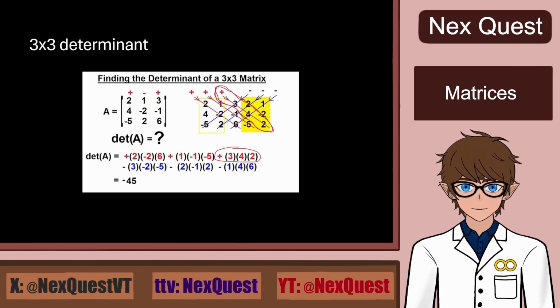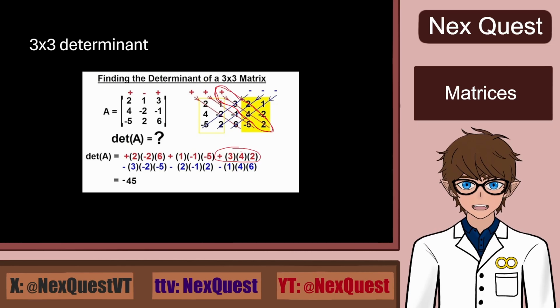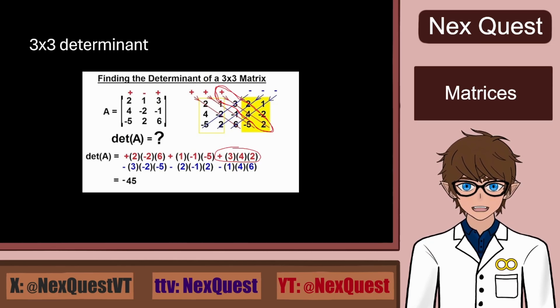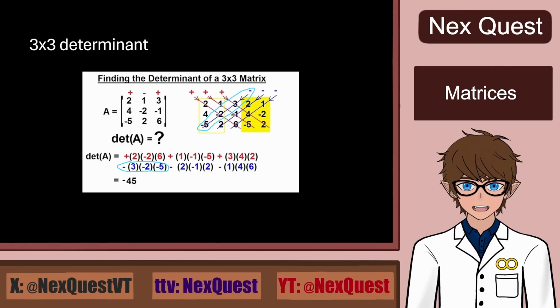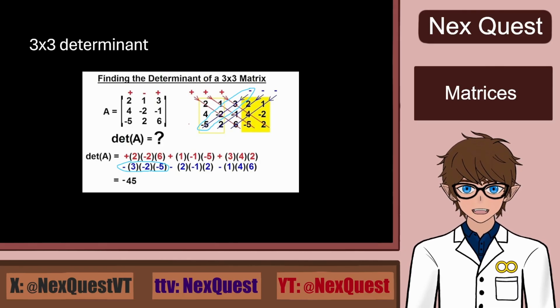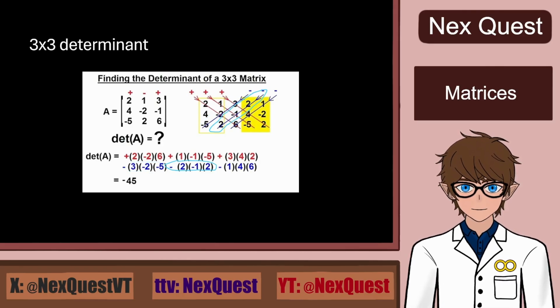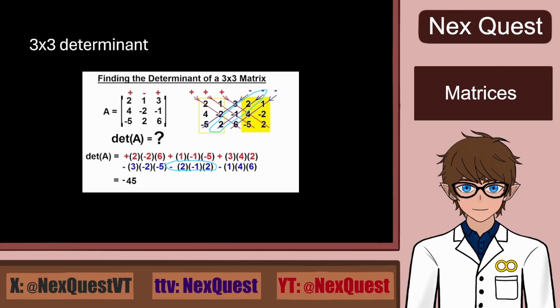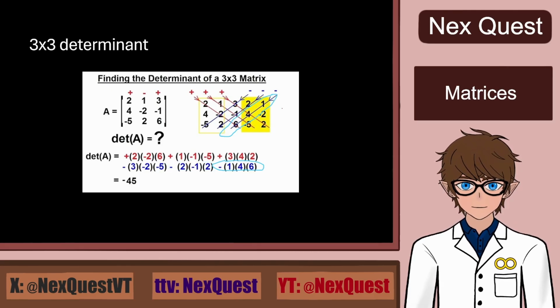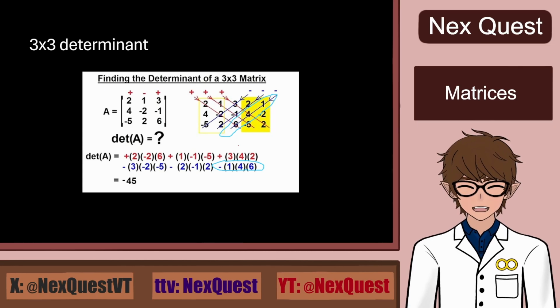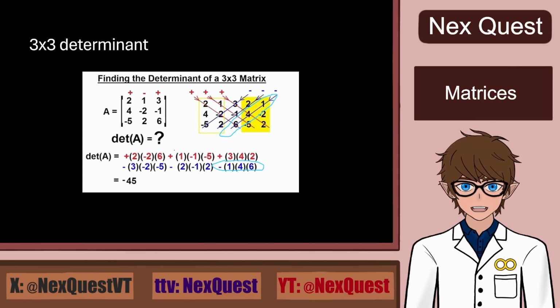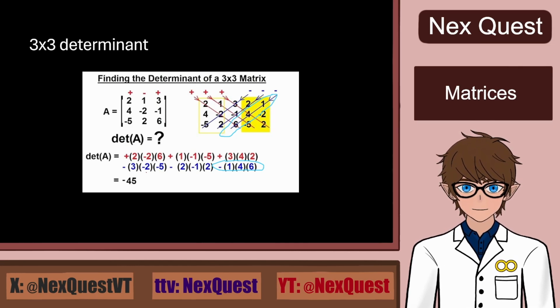Third set is 3 times 2 times 4, or 3 times 4 times 2, and a plus, because it's a positive direction. Now for the first blue one, we have a 3, minus 2, and minus 5, and a minus, because it's in the negative direction. We have a 2, minus 1, and 2, and the negative direction, so minus. And then 1, 4, and 6, and minus, because it's in the negative direction, because it's falling to the left. All of that added together, so multiply and then add, we get minus 45.